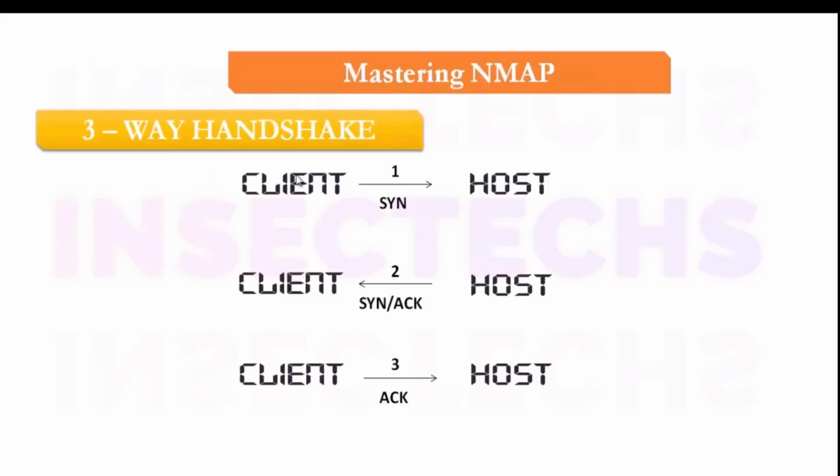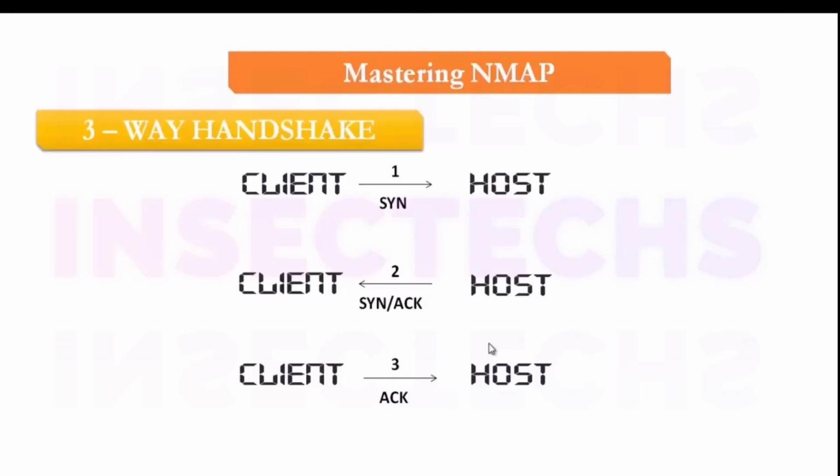If we have two systems, in order for them to communicate, they have to establish a connection. To establish the connection, first the client will send a SYN packet to the host, and the host will reply with a SYN-ACK packet. The third step is the client replies back to the host by sending an ACK packet. Once these three packets are exchanged, a TCP connection is established, and this is called the three-way handshake.